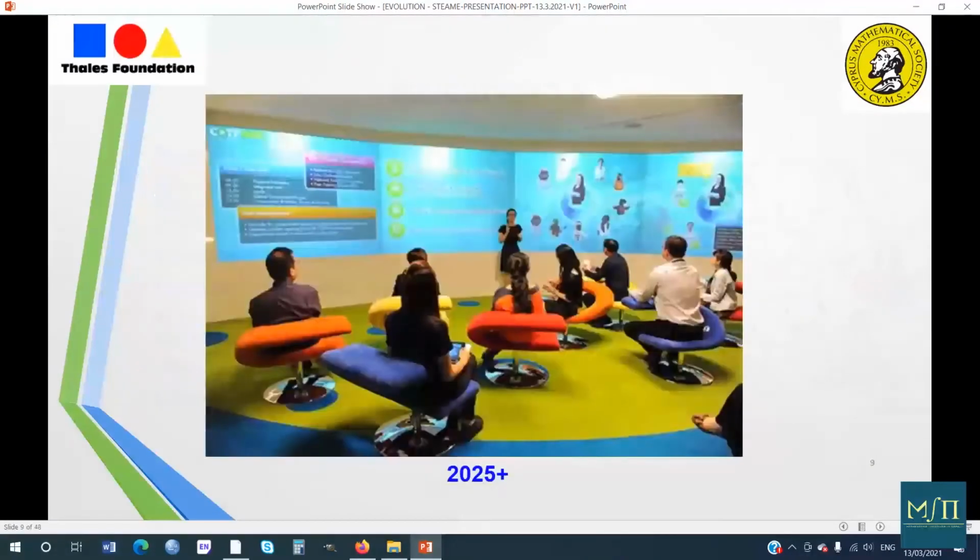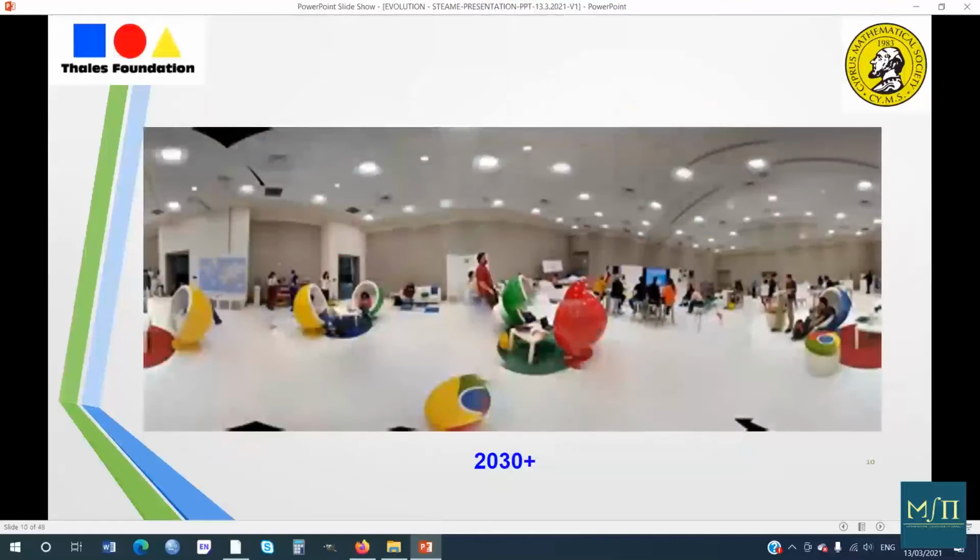Let's go to something like this. So we have classrooms like this, but in the near future, the classrooms will probably look like this. It has to be more open space, full technology, multiple projections. Later in 2030, we will see open space areas with groups of students working in projects. So no classrooms. The learning is done anywhere, anytime, in any environment.